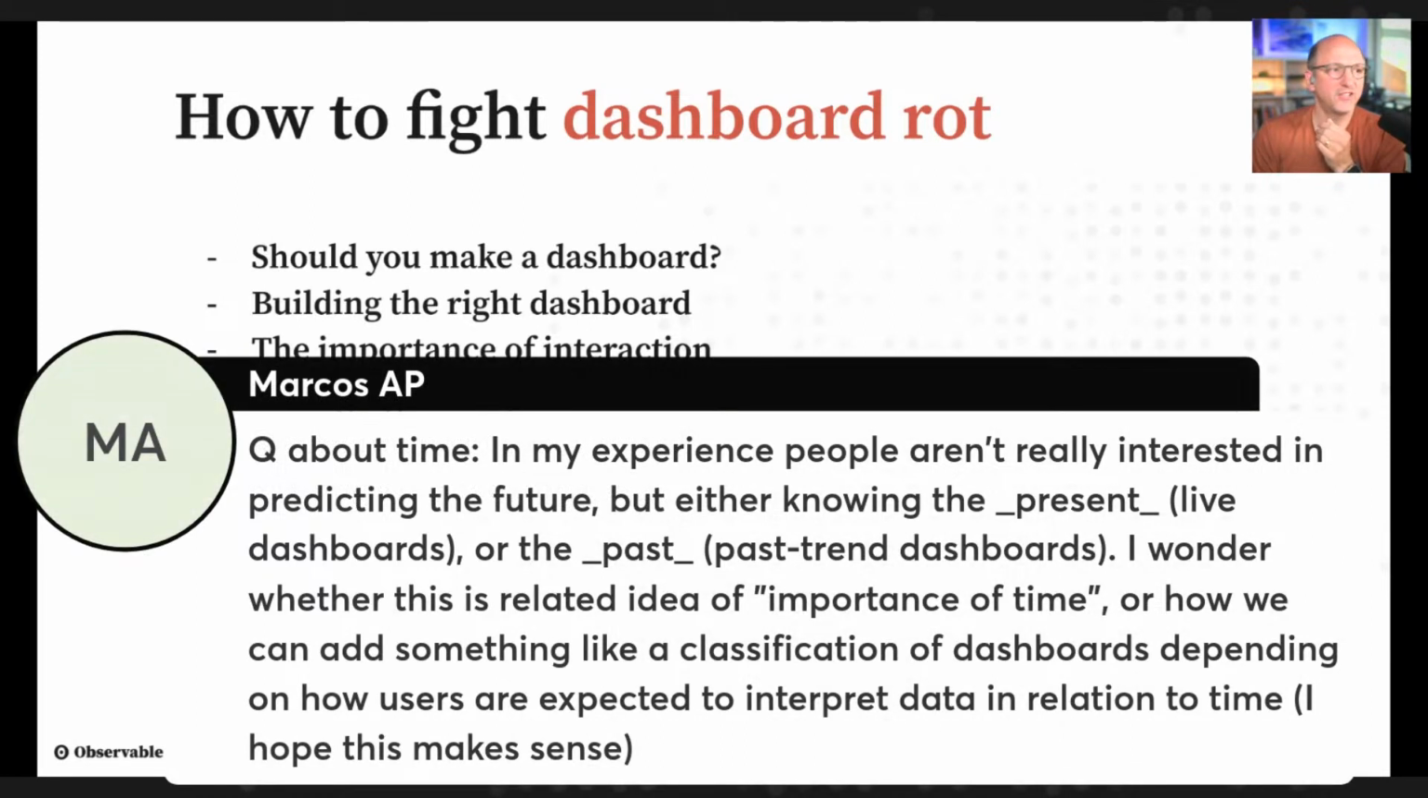Okay, this is a fairly long one, but I think it's a good question. So there's a question about time here. In my experience, people aren't really interested in predicting the future, but either knowing the present, so live dashboards, or past trend dashboards. I wonder whether this is related to the importance of time, or how we can add something like a classification of dashboards depending on how users are expected to interpret data in relation to time.